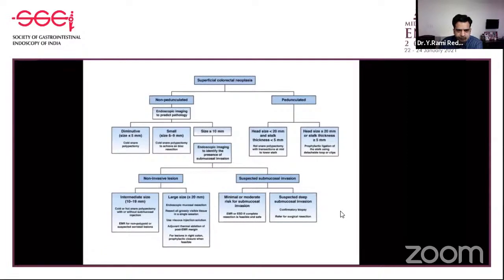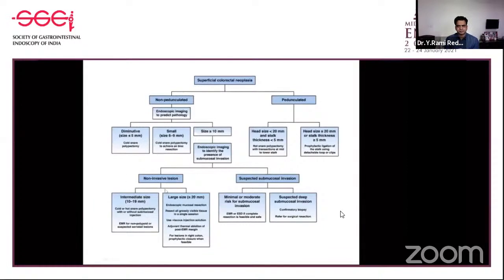We do not usually resect lesions which have a non-lifting sign. We don't go for it, or else we alert the surgical team, look for the depth of invasion, and alert the patient to the possibility of breaching the muscularis propria. Most importantly, if we go with such a lesion, we might leave some tissue behind, and there could be a recurrence or an unknown malignancy in the depths. So it's better to have the lifting sign before we proceed.